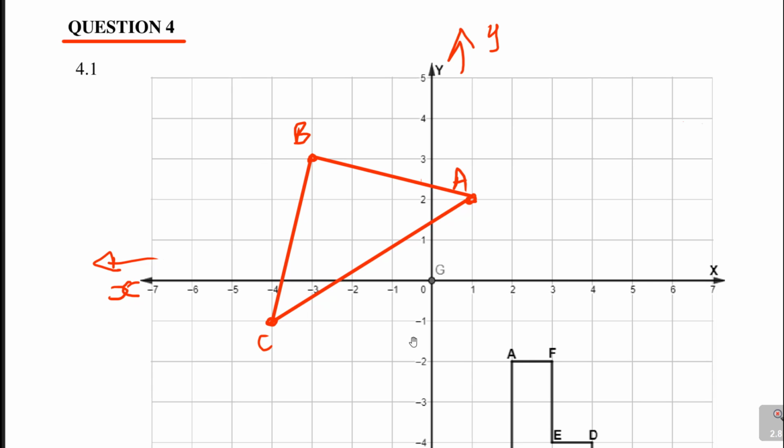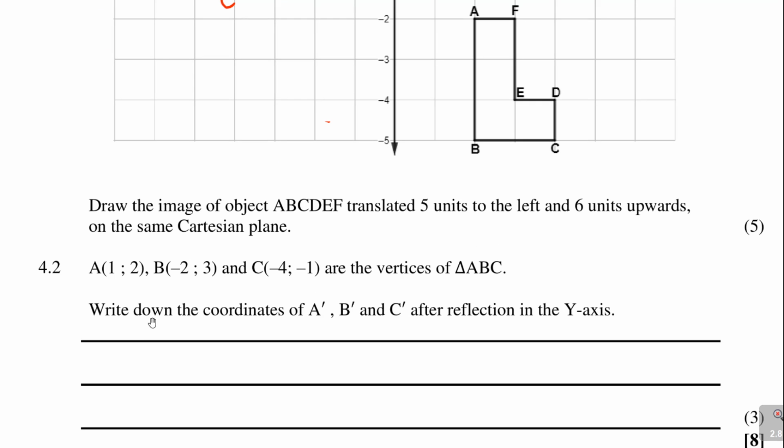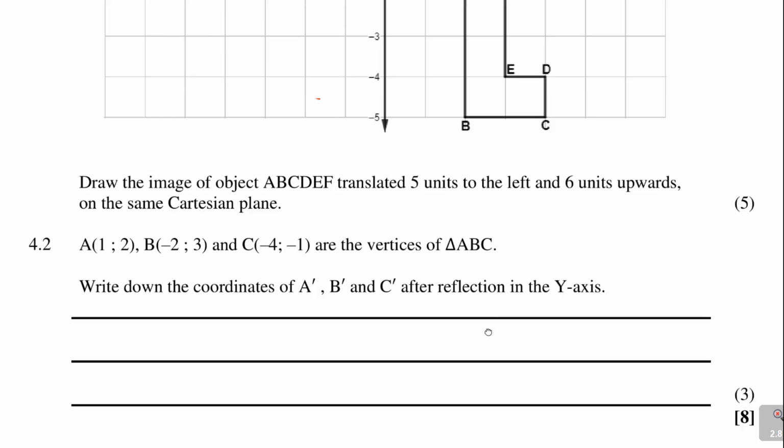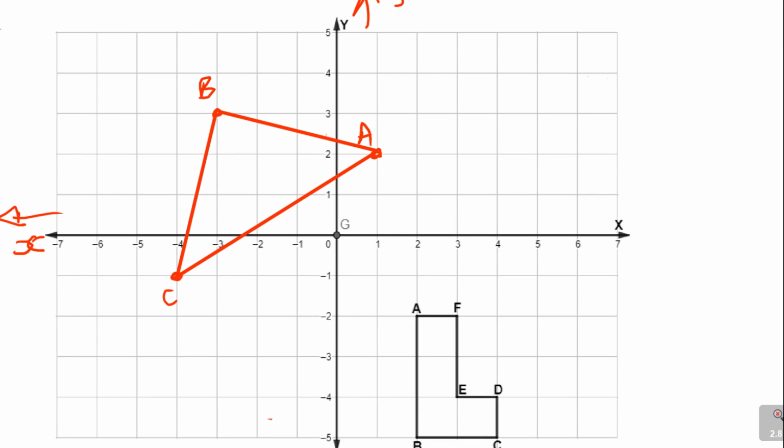And then they are saying here, write down the coordinates of A, B, C reflected in the y-axis. Now, if you are reflecting along the y-axis, these are the y-axis that they're talking about.